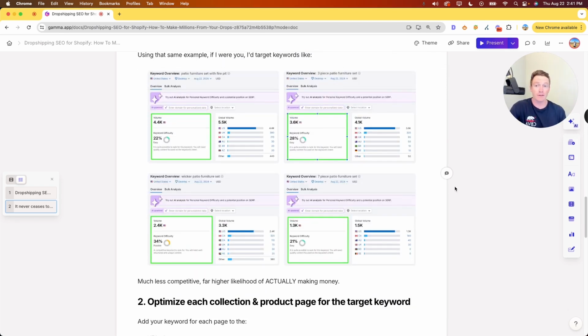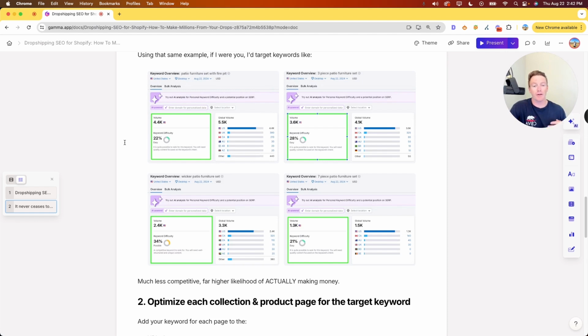If I were you running this dropshipping company, I would target keywords like patio furniture set with fire pits, three-piece patio furniture set, wicker patio furniture set, seven-piece patio furniture set, right? Now, obviously like maybe some of these, not all of these apply to you, okay? But I bet you one of them does if you're a brand like this, okay? But look at the volume and the difficulty comparatively, okay? The volume is fractional, all right? 4,500, 3,500, 2,500, 1,250. The difficulty is also way lower, okay?